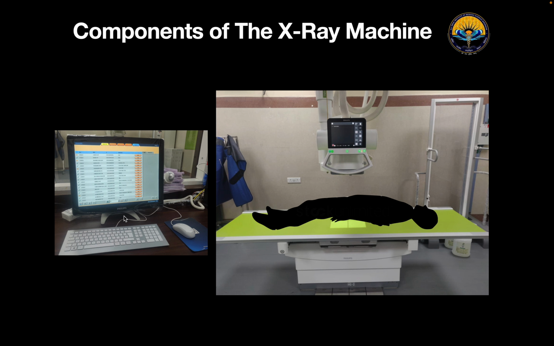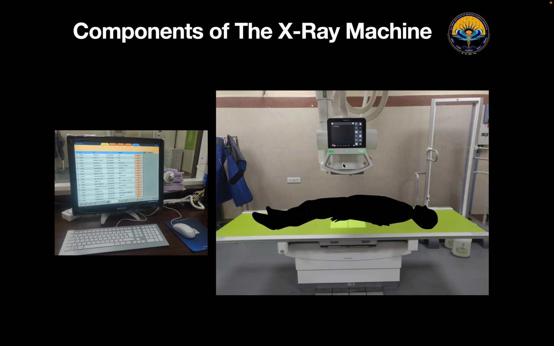So my talks will be in the following parts. I will first talk about the X-ray tube: what is an X-ray tube, and what are the components of the X-ray tube. Then I will talk about how X-rays are produced in the X-ray tube. And then I will talk about what a filter is and the importance of the filter. And I will also talk about collimation.